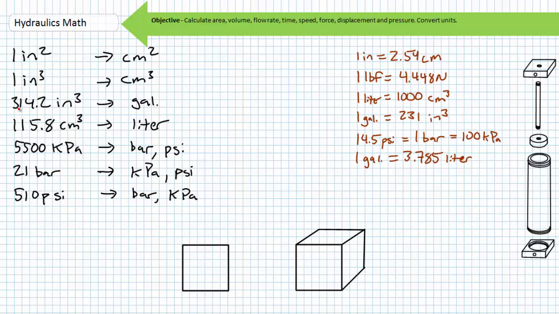Squares are different than circles. Cubes are different than cylinders. And solids are different than liquids. But regardless of the form of the shape, surface area is measured using units of square inches or square centimeters. And volume is measured using cubic inches or cubic centimeters.